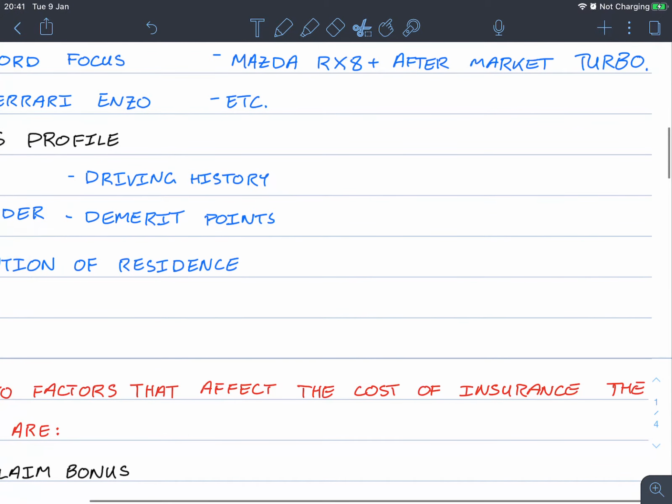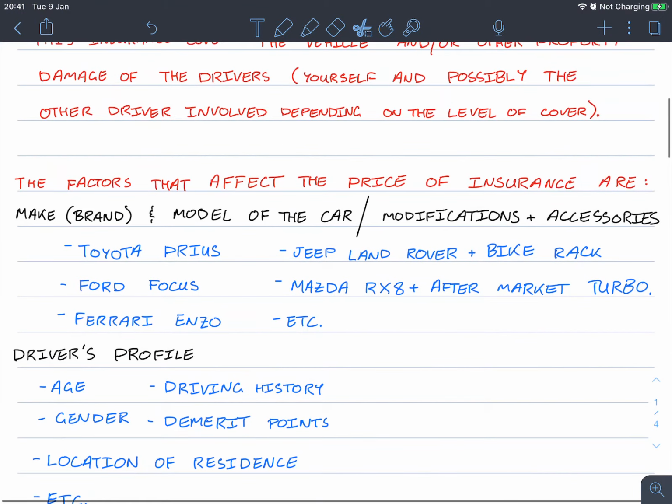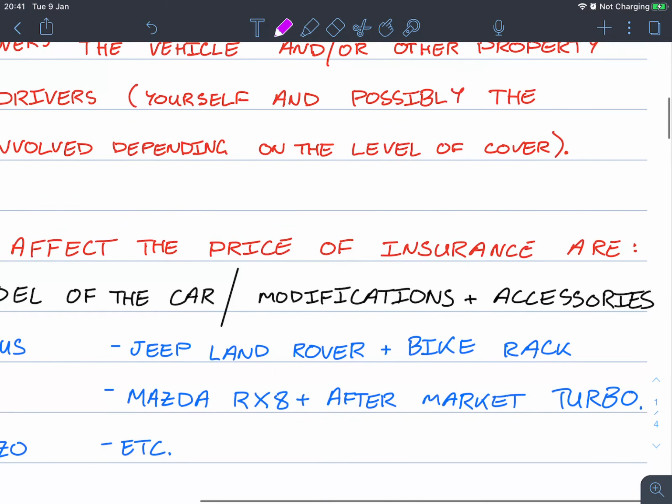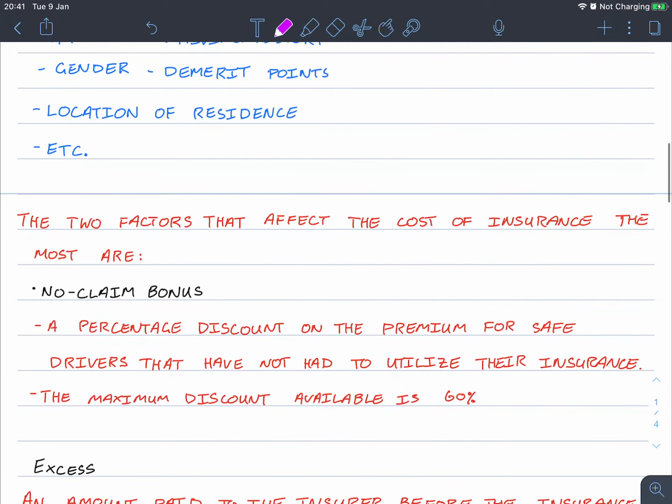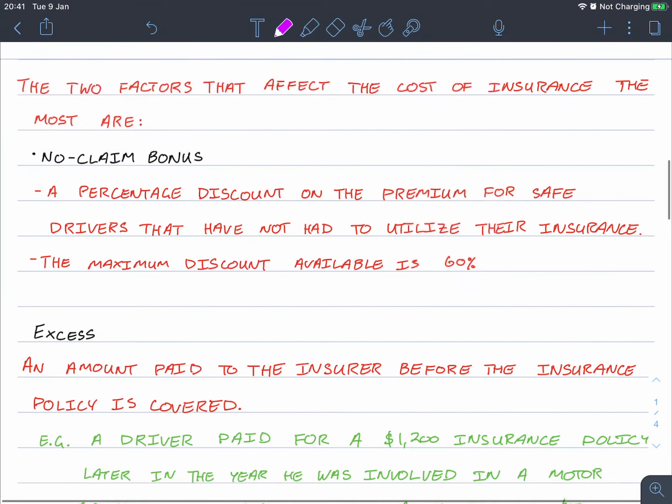Now, you probably heard me mention the word premium. That's just a fancy name given to the price of the insurance. So the price of the insurance is often called its premium. The two most important factors that affect the cost of the insurance most are no claim bonus and excess.